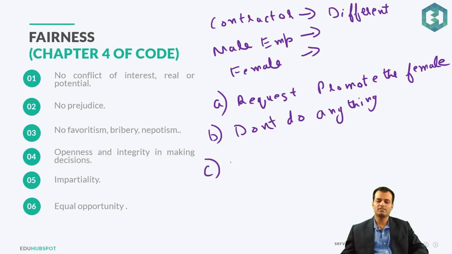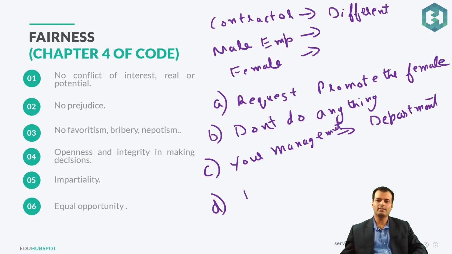C, reach out to your management and tell them about this, and tell it to the departments who are dealing with this particular contractor. D, reject the contract.